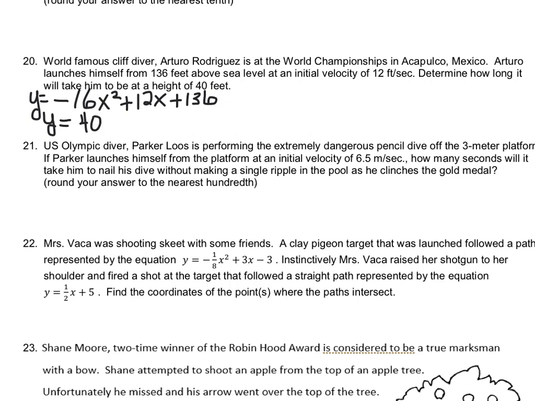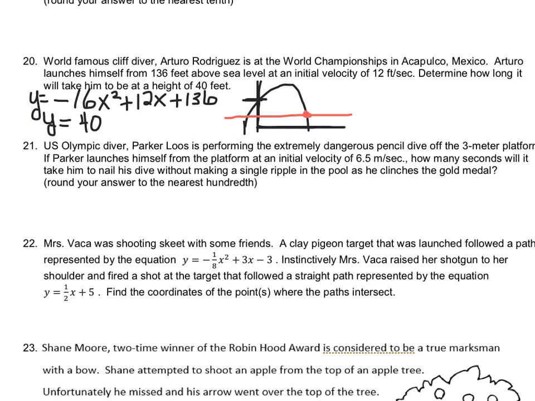So when we graph this, we're going to get a parabola that's upside down like this. The initial launch height is going to be somewhere in here. So here's my x and y axis. We launched from 136 feet, but we want to know, and I'm going to change colors here, we want to know when he gets here. That's what we want to know.